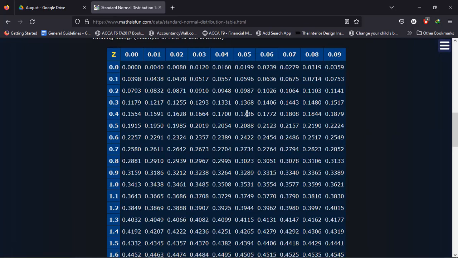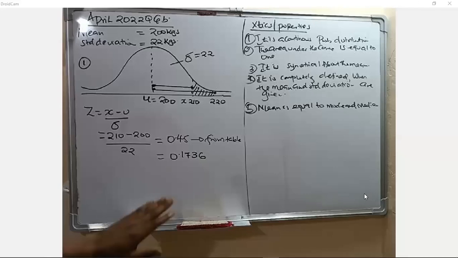Then you match with the respective values. So you take the first decimal point, which is 0.4. Then you match with 5. We match with 5. That is why we are getting 0.1736. Now, from that point, let us get back to our board. So after getting this, we just leave it from there.